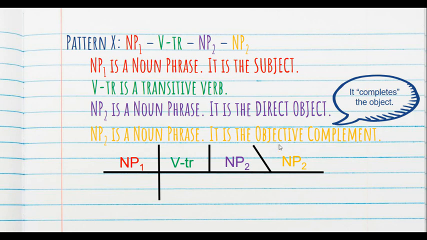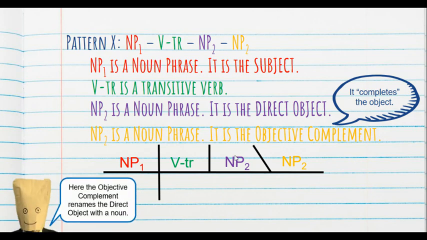This noun phrase 2 is renaming this noun phrase 2. This is your direct object. This is your objective complement. Nice thing is the order that it shows up here is the same exact order it shows up here. The reason it slants is because this noun is pointing back to this noun. So we're just simply renaming that noun with another noun, renaming the direct object with another noun.